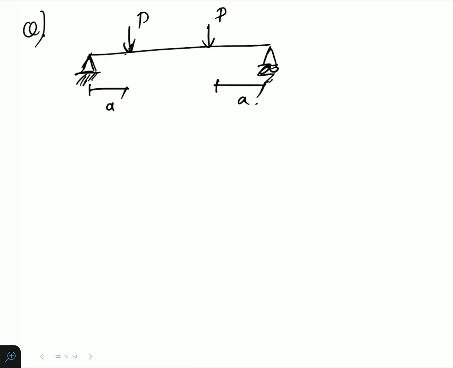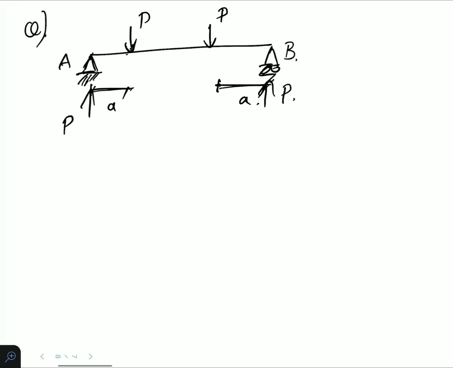Here two loads are given at a distance of A from the supports. So we will have a reaction of P and P here if we check the symmetry. Here the moment will be 0 at A and B because they are a hinge and a roller. So the elastic curve will be something like this.